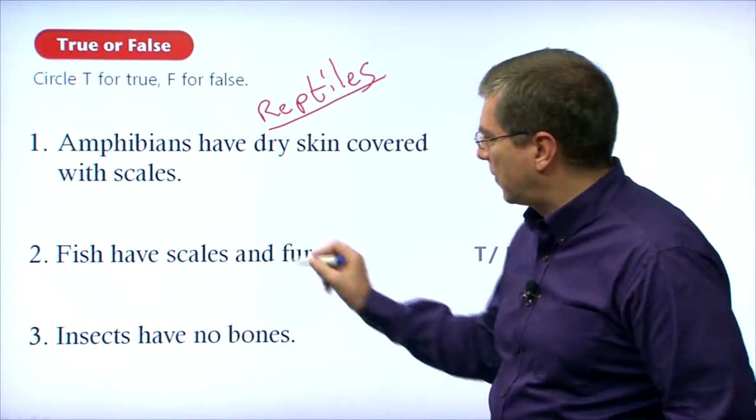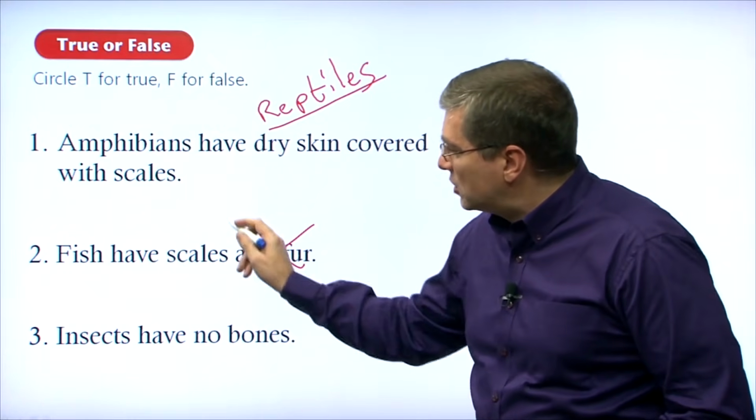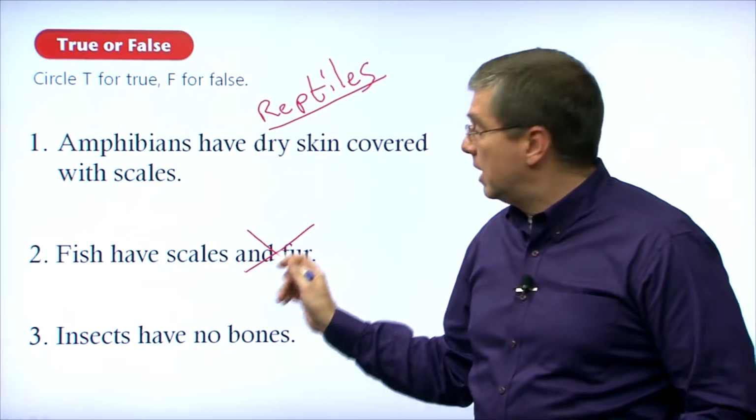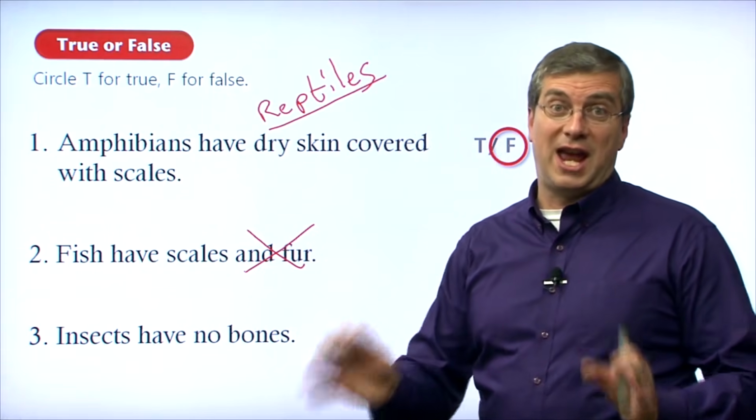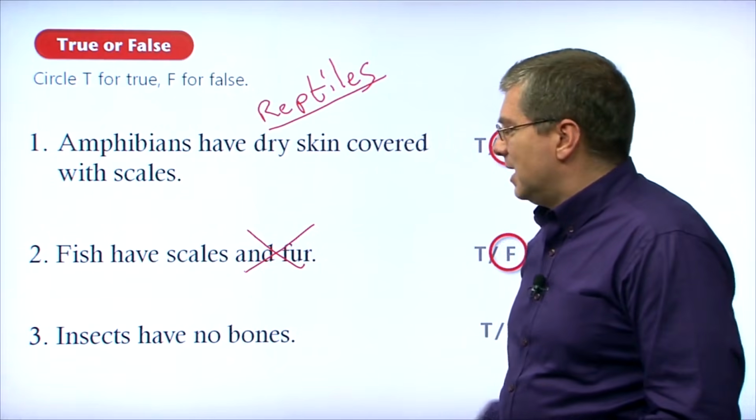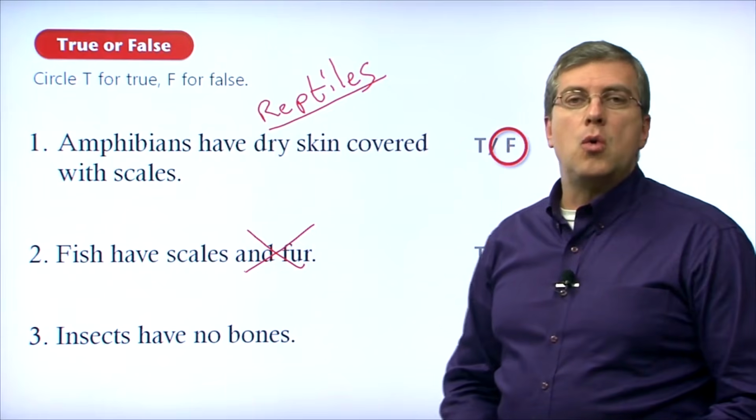Fish do not have fur, right? They don't have fur. If we just looked at this part of the sentence, that would be true, but because of this, it's false, right? Fish do not have fur. That'd be very strange. 3, insects have no bones.